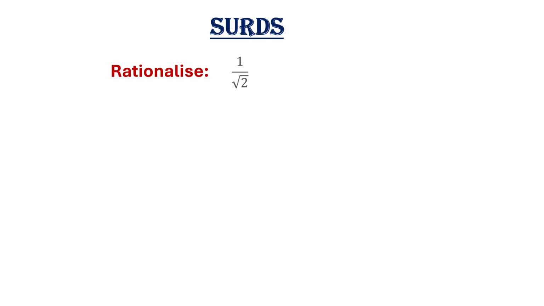Now, if the question says rationalize 1 divided by root 2, so we just multiply them by root 2 over root 2.